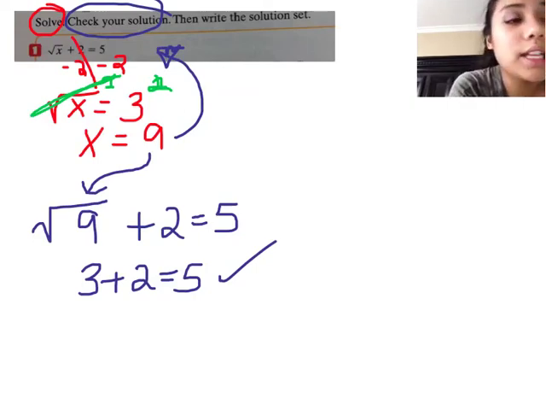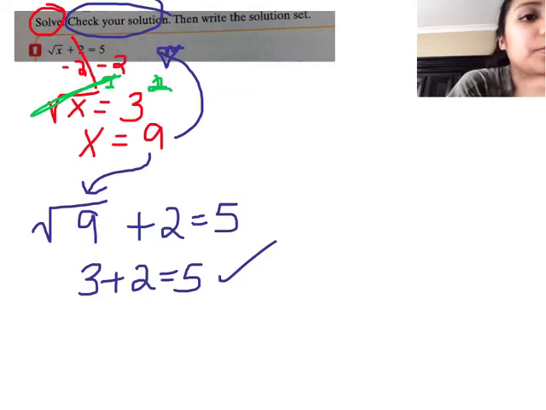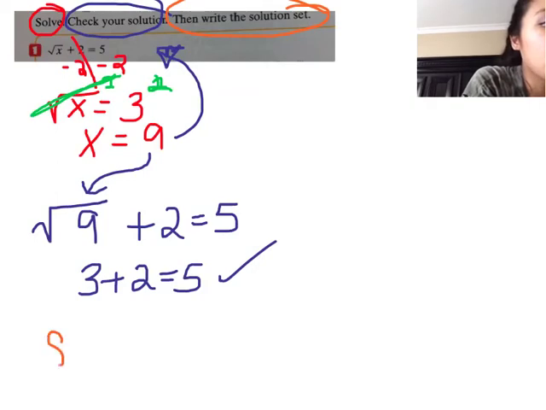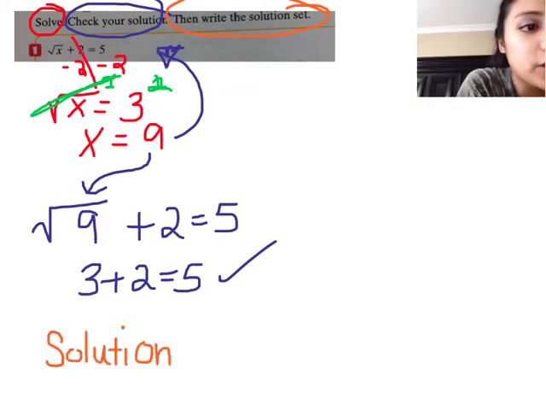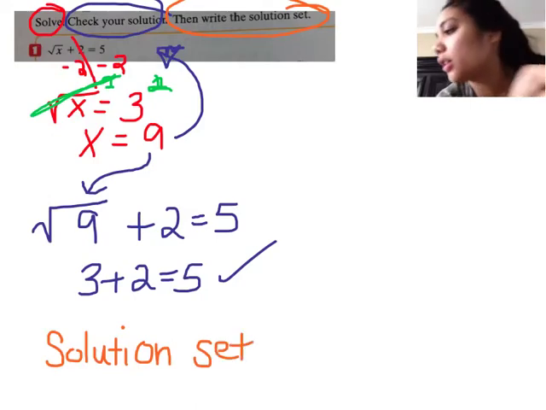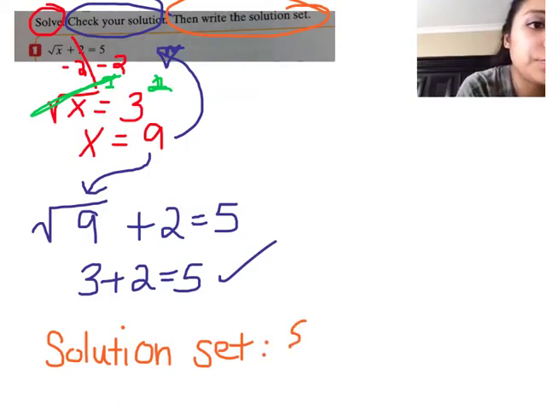So now I need to write my solution set. Well, my solution set, I only have one solution, and this is how you would write a solution set. Solution set, you'd write out the word solution, and yes, you do have to spell these correctly. There's no need for you not to be able to spell solution correctly. Solution set would be 9.